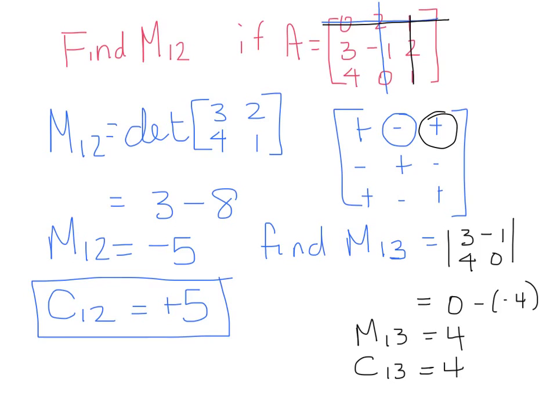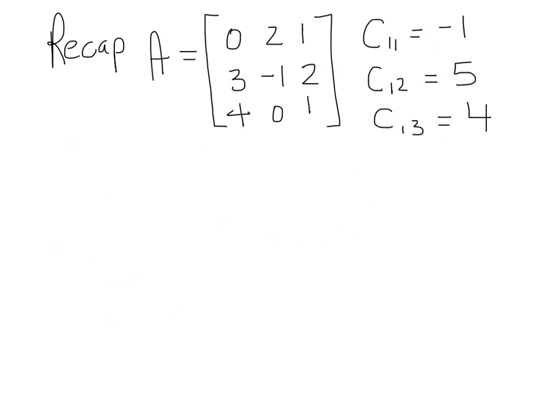Okay, so actually I'm finally ready. I've got all the pieces I need to put together the determinant of the entire 3x3 matrix A. So let's do that on the next slide. Okay, recap. I rewrote my matrix A. I wrote down what all my cofactors were that I found so far. And remember, I only need to do cofactors for one row.